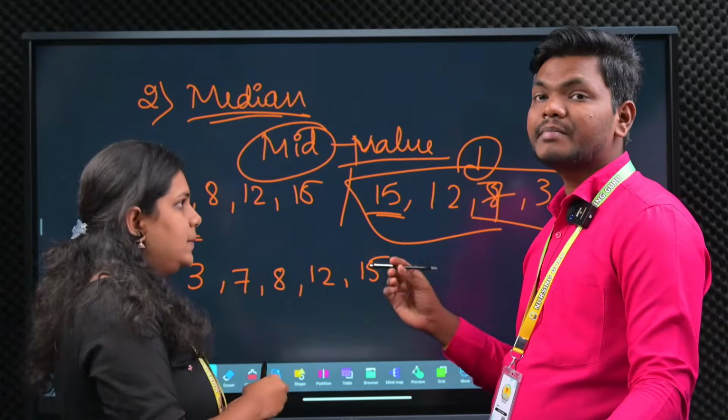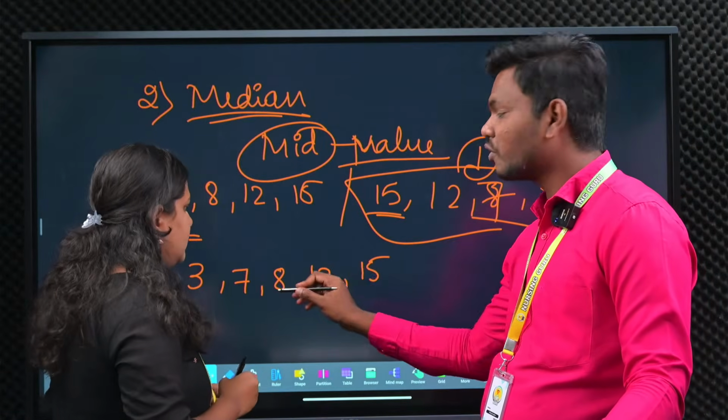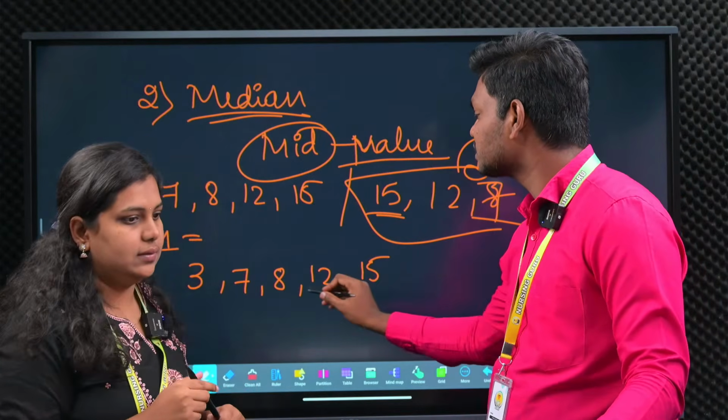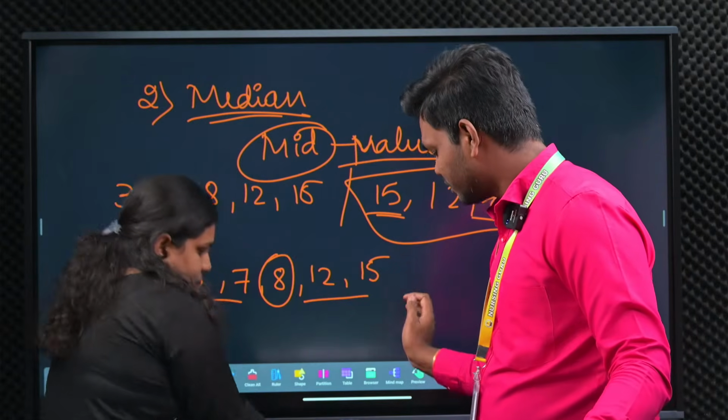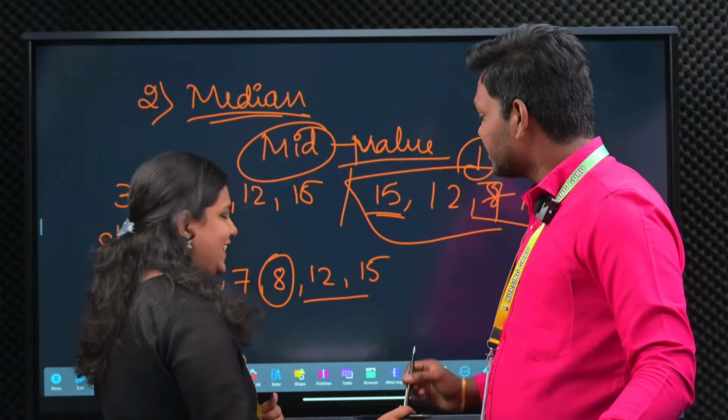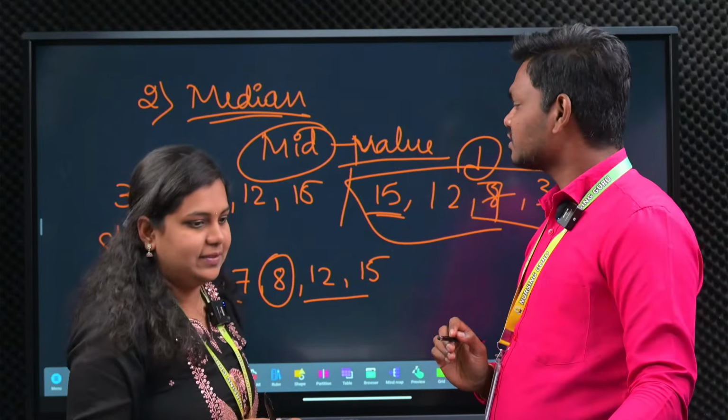So what is the mid value? The second step is you are going to find the mid value. You see here 2 is there and here 2 is there. So the mid value will be 8. No problem. The mid value will be 8. So that is known as median.